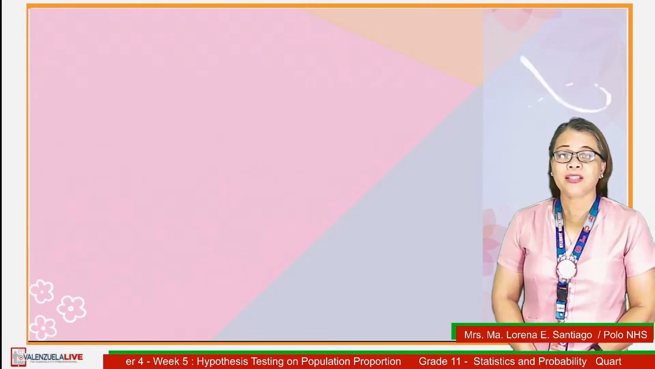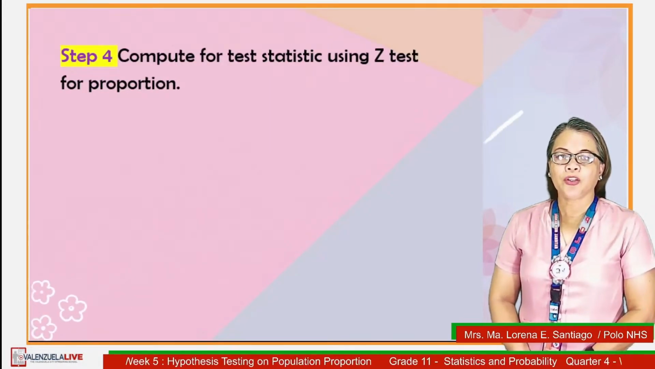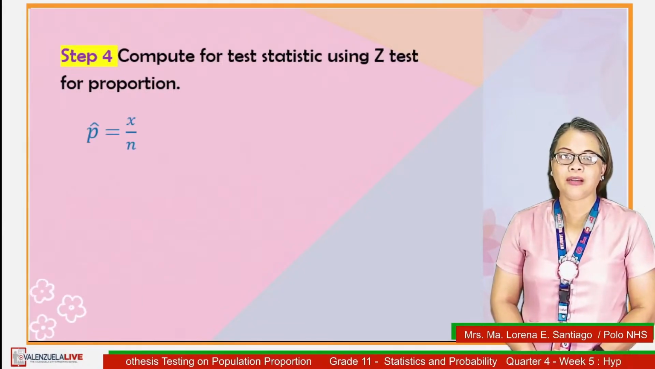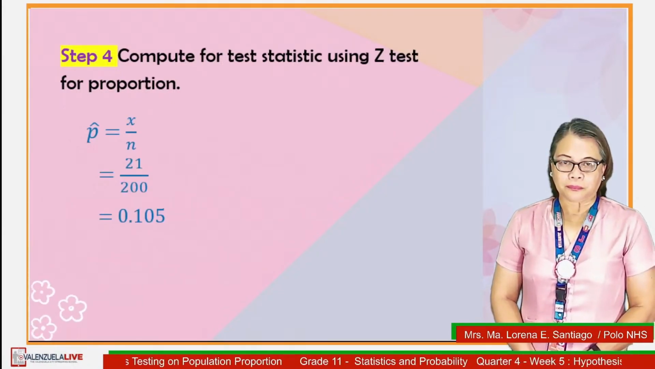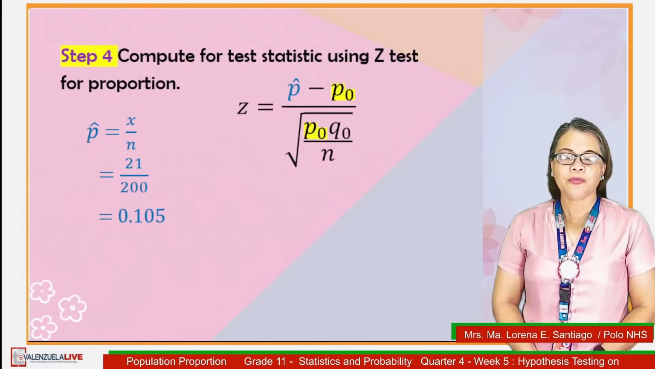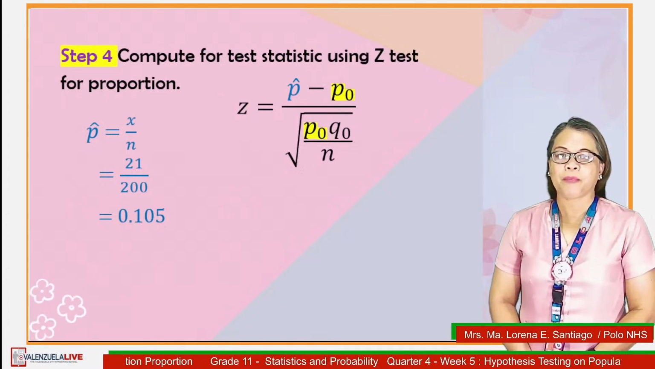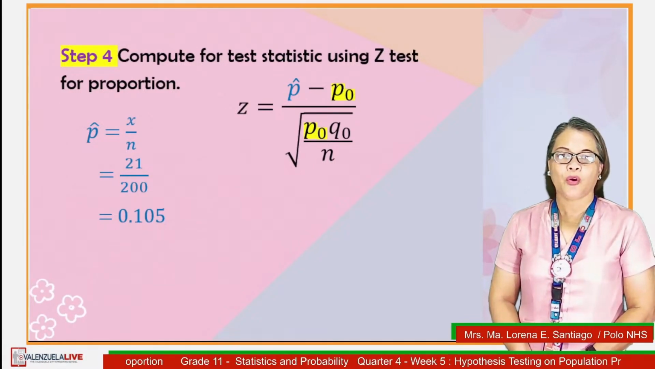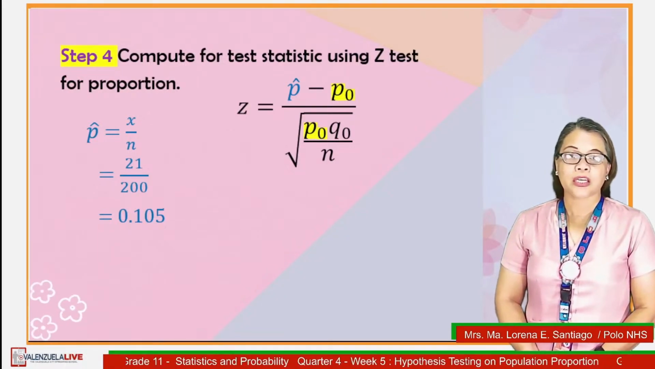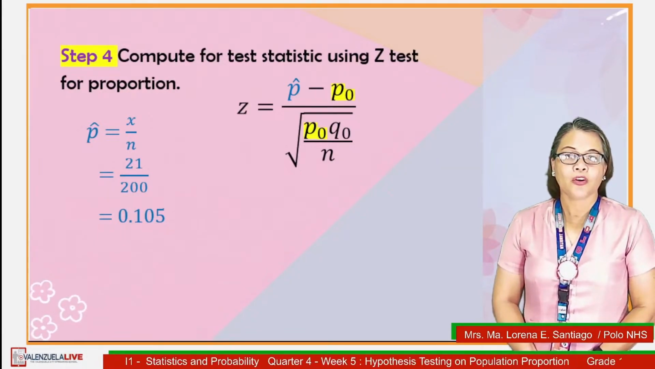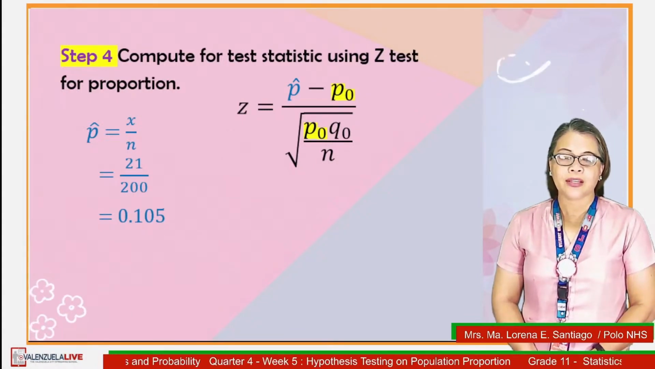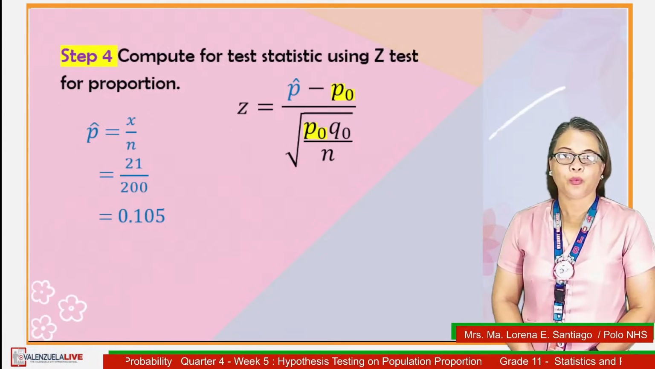Let's now proceed with step 4. We are to compute the test statistic using the z-test for proportion with the formula z equal to p hat minus p sub 0 all over the square root of p sub 0 times q sub 0 over n. Now, a while ago, we saw the formula of p hat, which is equal to x over n. Computing that, we will have 21 divided by 200, and that would be equal to 0.105.